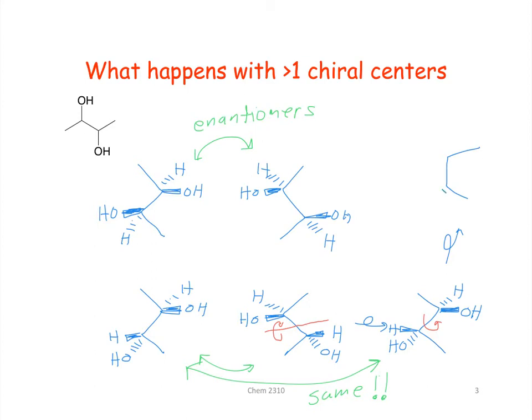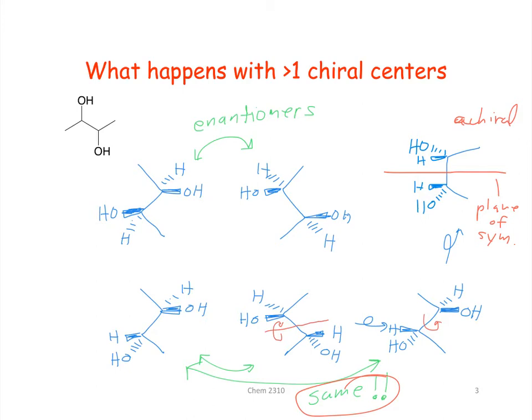Alright, so let's draw this side first. OH here, H here, and then OH rotates to the other side here, H up in front, and notice that this molecule has a plane of symmetry right down the middle. Okay, so that means that it is achiral. And so it is the same as its mirror image.